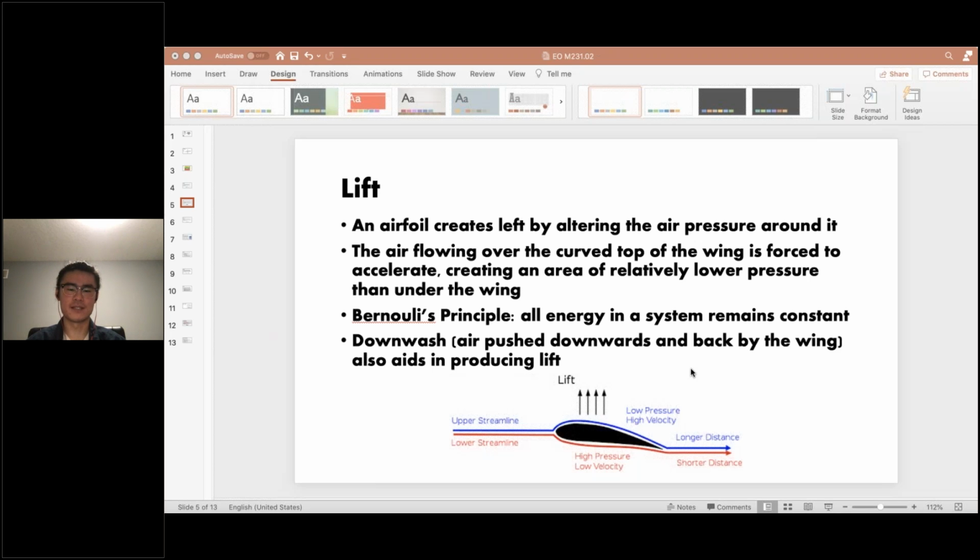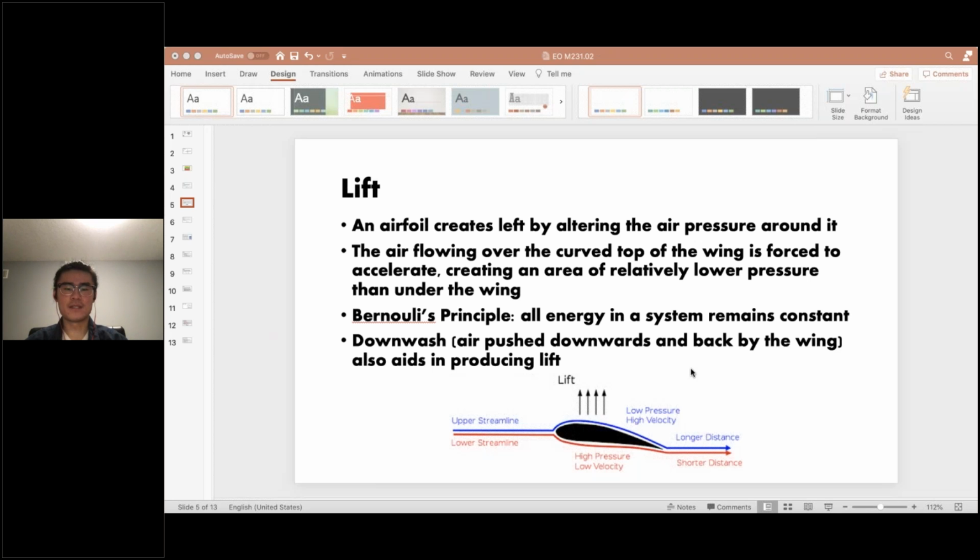Air Molecule hits the lower streamline. Mrs. Air Molecule has to travel faster because the upper curvature of the wing is longer, because they want to reunite at the same time at the end of the wing. So she has to move faster, and then Mr. Air Molecule doesn't really have to move as fast because he's traveling down the downward wing curvature.